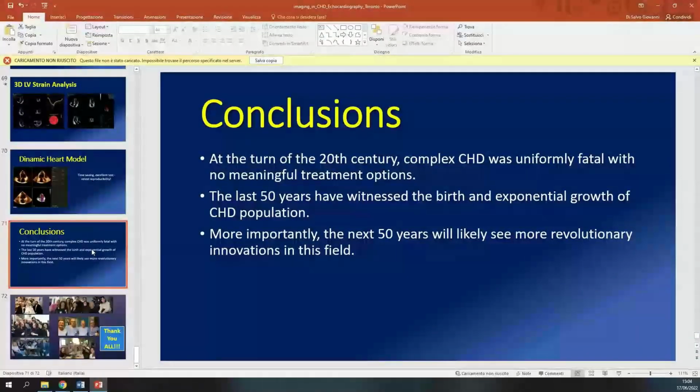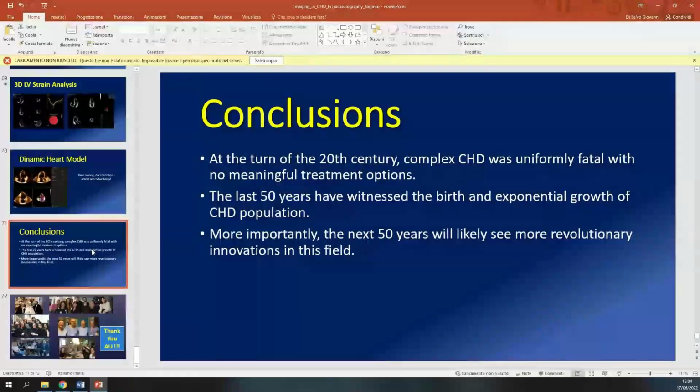Okay, then Dr. John Smith has a question. So thank you very much for the excellent talk. How do you see the implementation of strain in congenital heart disease? Is this feasible in clinical practice? So again, is strain more a research tool, or can we use it in daily clinical practice for decision making?